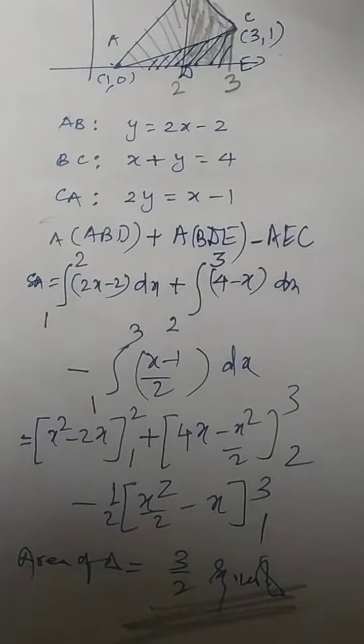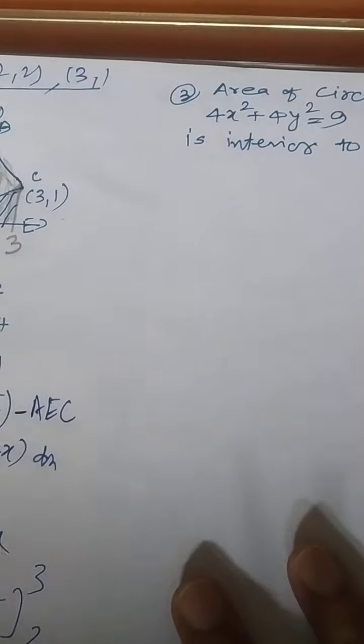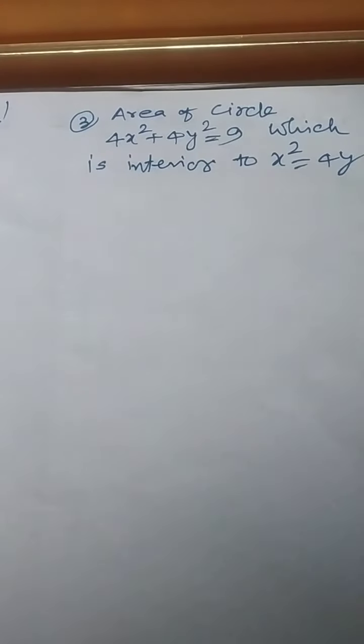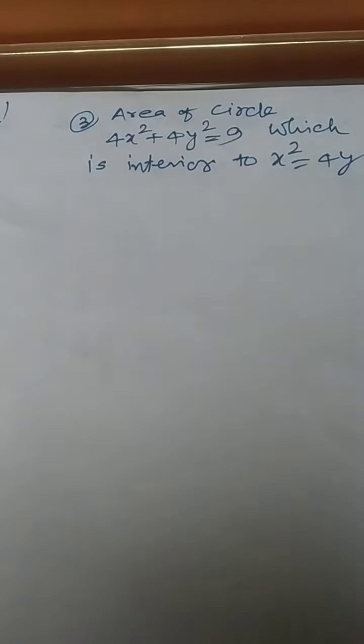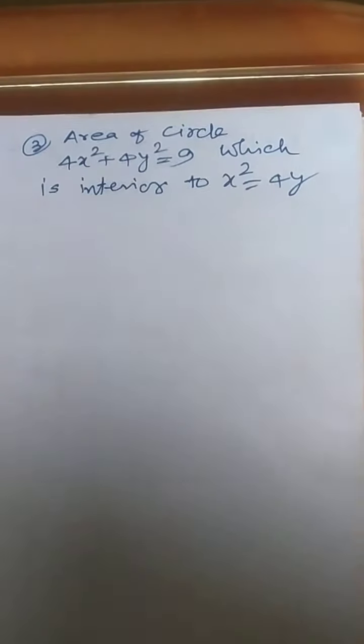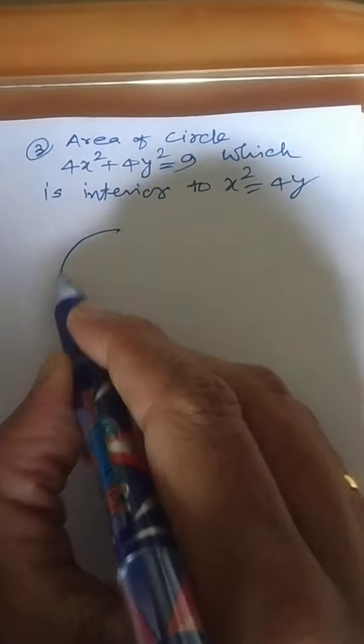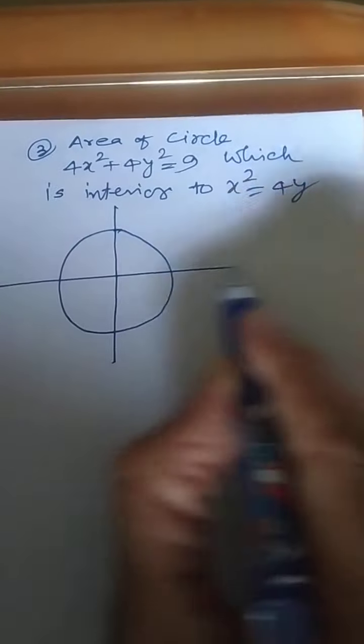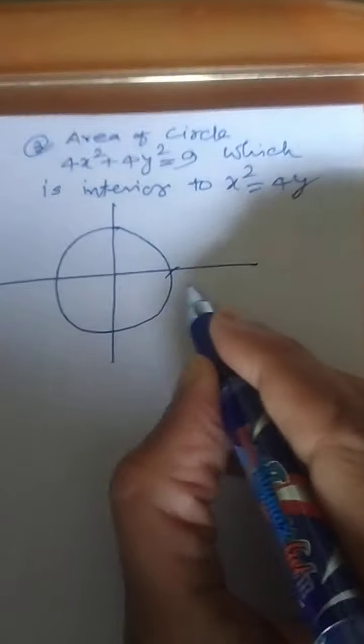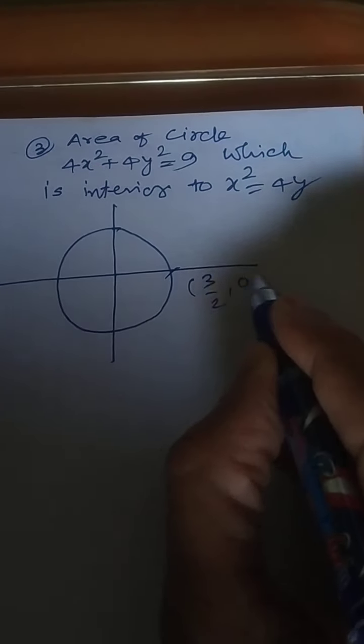Moving to the next question. This is the last assignment which we are doing with integration, and then I think most of the questions you will get, provided you know integration. Area of circle. This is a circle. This 9 by 4 means it will be 3 by 2, comma 0.